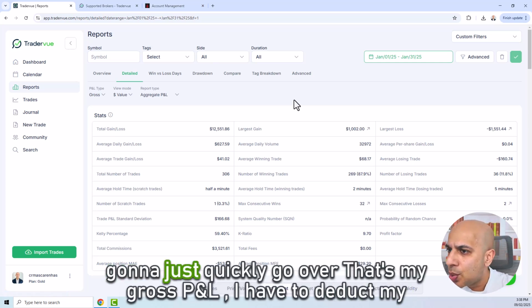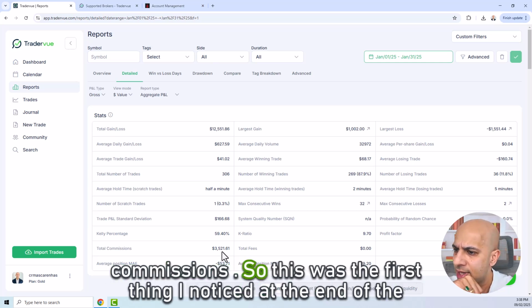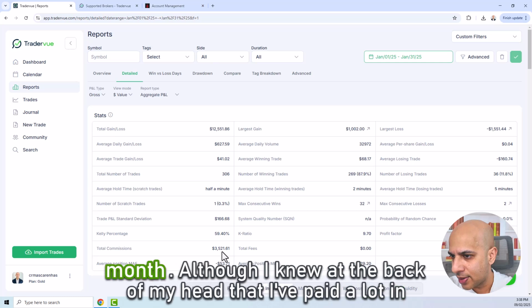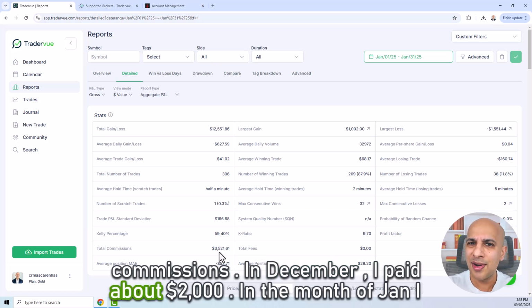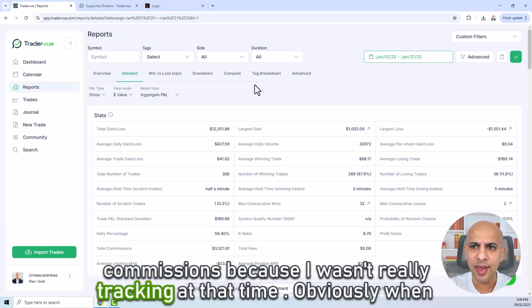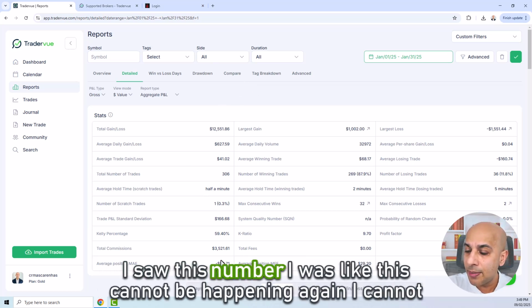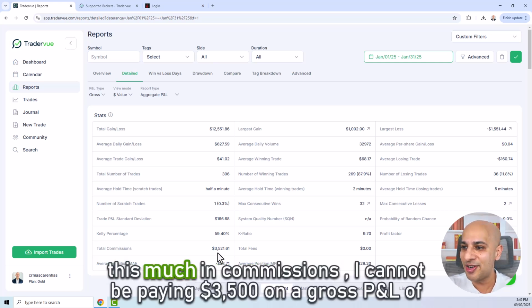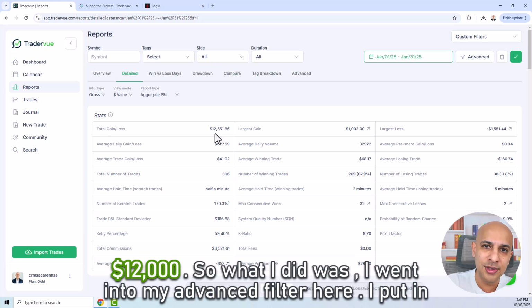Again, we're going to just quickly go over that's my gross P&L. I have to deduct my commissions. So this was the first thing I noticed at the end of the month. Although I knew at the back of my head that I paid a lot in commissions. In December, I paid about $2,000. In the month of Jan, I was trading a lot of penny stocks, but I didn't know how much I was paying in commissions because I wasn't really tracking at that time. Obviously, when I saw this number, I was like, this cannot be happening again. I cannot be contributing this much in commissions. I cannot be paying $3,500 on a gross P&L of $12,000.